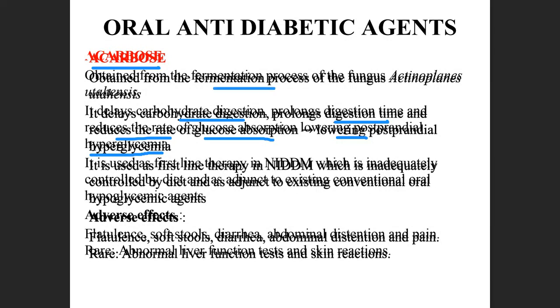It is obtained by fermentation of a fungus known as Actinoplanes utahensis. It is used in the first line therapy of non-insulin dependent diabetes mellitus which is inadequately controlled, and it can be used in combination with other oral hypoglycemic agents. Adverse effects include diarrhea, flatulence, pain, abdominal distension, and rarely liver function impairment and skin reactions can be seen.